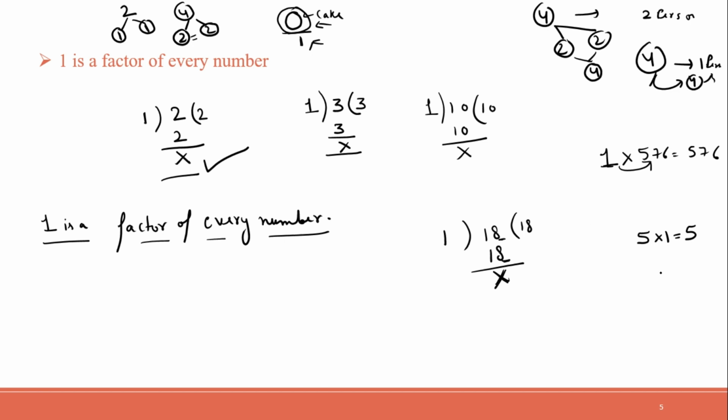Got it? So we can divide anything with 1. So we can say that 1 is a factor of every number, because 1 can divide any number no matter how big the number is. Let's come to the next one.